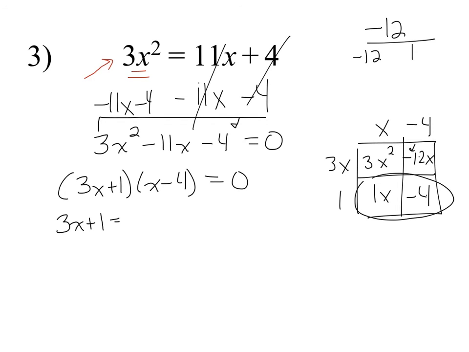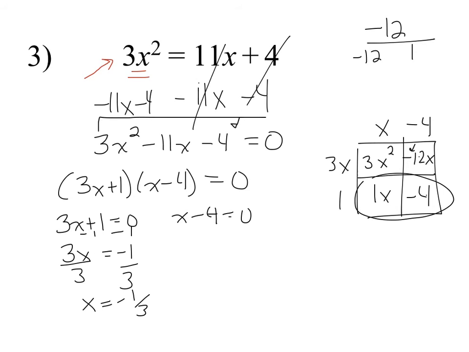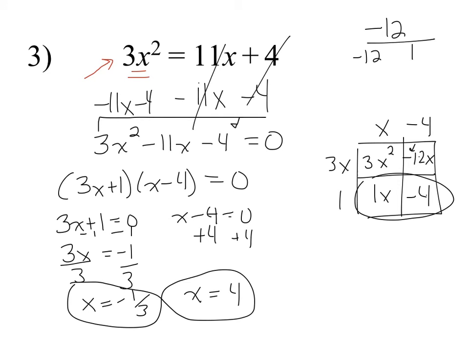So I set both of those equal to 0. So this would be 3x, I'll subtract 1, so 3x equals negative 1. I'll divide by 3. So x is negative 1/3. Add 4, x is equal to 4. So my solutions are negative 1/3 and 4.